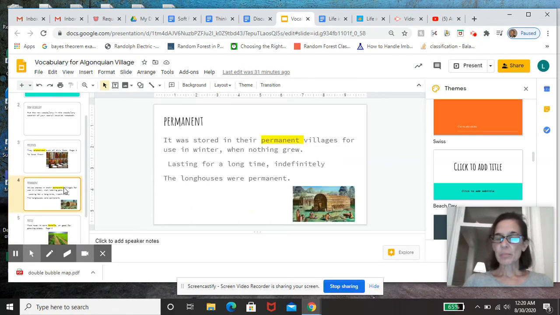Okay, the next word is permanent. It was stored in their permanent villages for use in winter when nothing grew. So permanent means lasting for a long time or indefinitely. Like we said that Native Americans in our area lived in longhouses, and they were permanent. It was a house they were going to stay in. So they stored their food in their permanent villages.